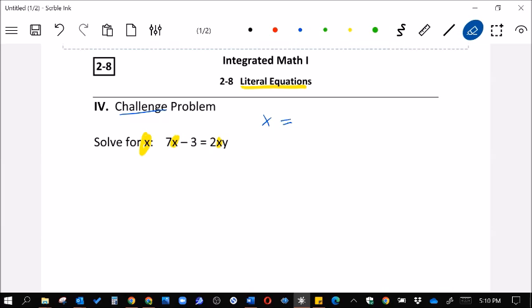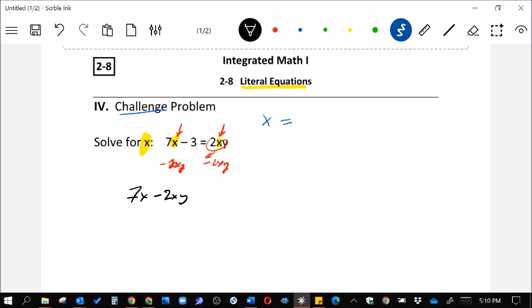So I am going to attempt to get these x's somehow put together. And here's my way of doing it. Okay? I am going to bring this over to the side. So I'm going to subtract 2xy from both sides. So I have 7x minus 2xy minus 3 is equal to 0.